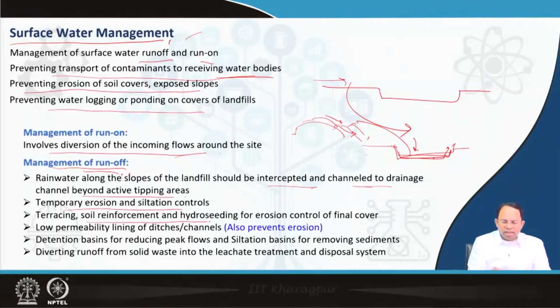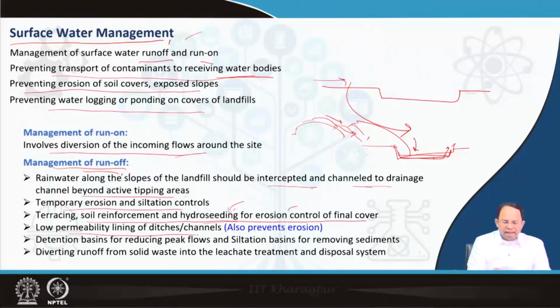Terracing, soil reinforcement and hydroseeding are used for erosion control of the final cover. Terracing, of course, we have discussed. For soil reinforcement, we have to put some amended soil, clay soil and so on. And hydroseeding is where we mix grass seeds with water and spray them over the cover. That results in uniform growth of grasses over the entire area, which will prevent erosion.